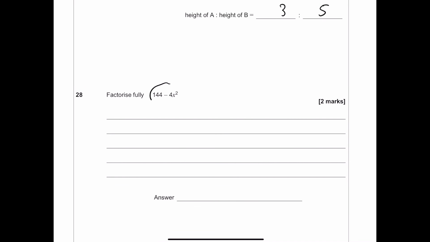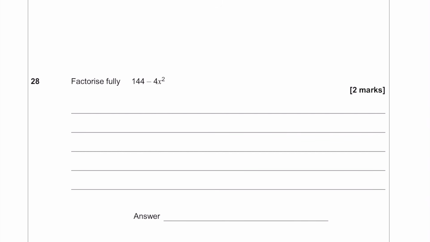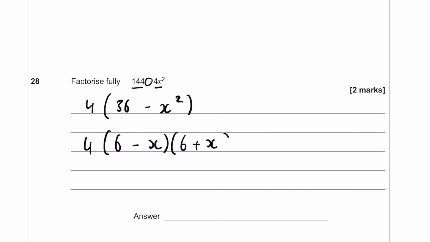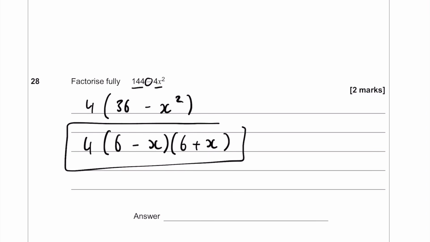And factorise this fully. Whenever you see a difference between two square values, we do the difference of two squares. This is probably the most common missed mark I ever see on papers because people just don't think of it. Simple answer, we just square root both of them. One's positive, one's negative. That is our answer.